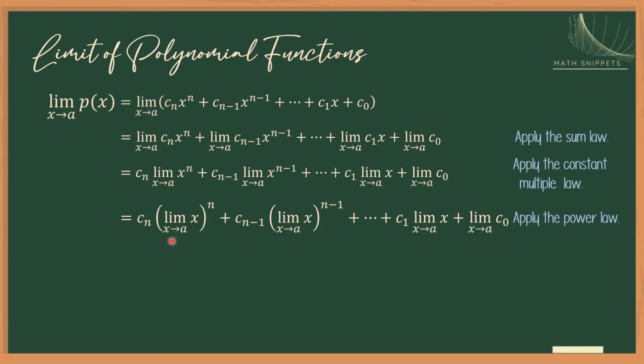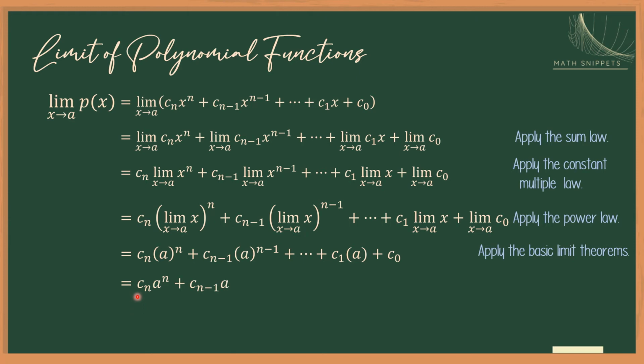From here, we can simply apply the basic limit theorems. The limit of x as x approaches a is a. So we will apply that to every term here. So that's why we get c sub n, a raised to n. Then here we get a raised to n minus 1. We get a. And this is just c sub 0 because the limit of the constant c sub 0 as x approaches a is equal to c sub 0.